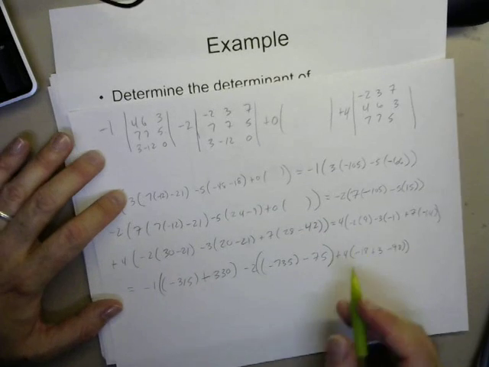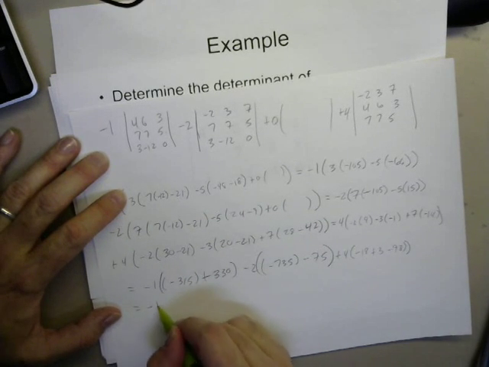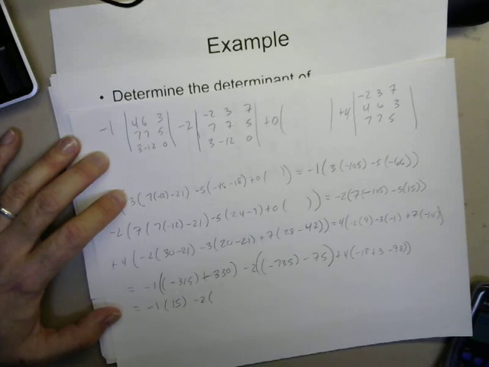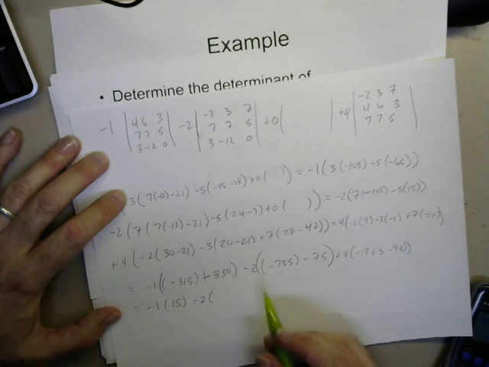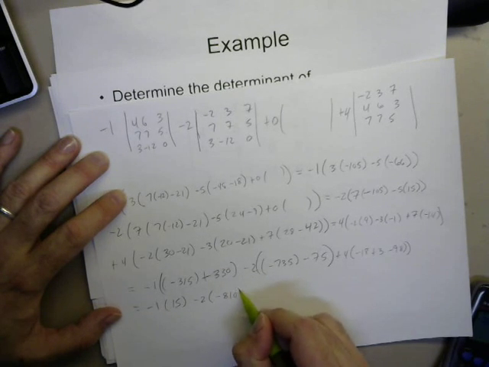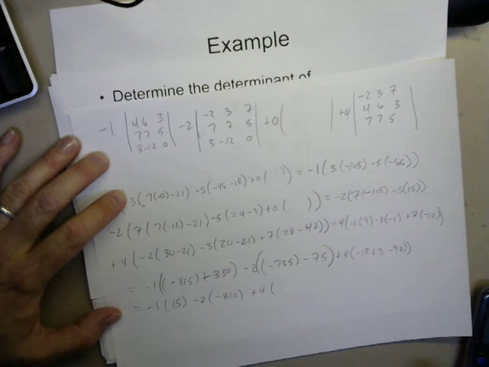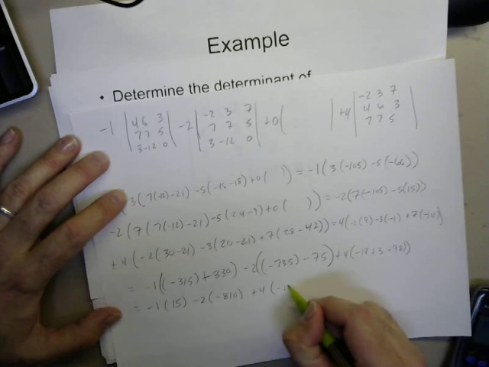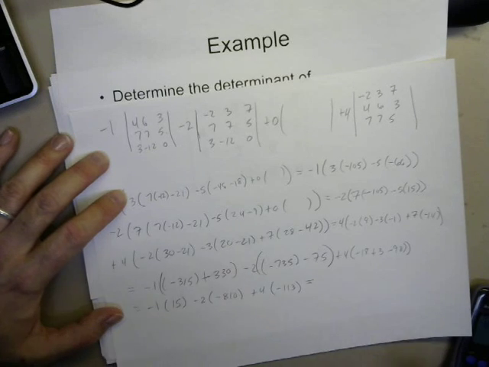And then just simplify that and add all those together and see what you get. So this will be -1 times positive 15 minus 2 times, let's see, -735 minus 75. Combining those two together should give you minus 210. And then you'll get 4 times, if I add those together, -18 plus 3 minus 98, that will give you -113.